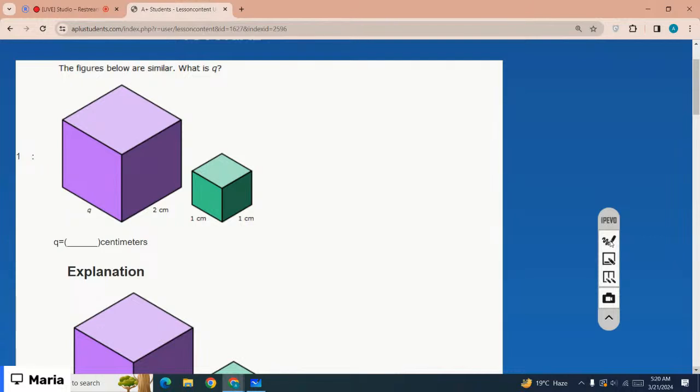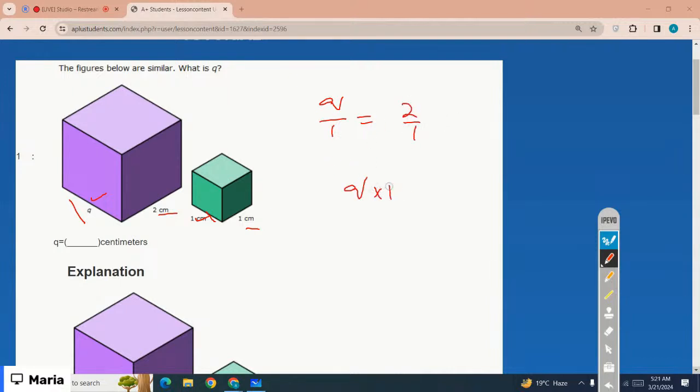So let's just start with the first example. The below figures are similar. What is Q? So these are the similar figures. That means this side is similar to this side, and this side is similar to this side. So just make a proportion between the similar sides, that is Q divided by 1, and equate with the other sides, that is 2 divided by 1. So just do cross multiplication, that is Q times 1 and 2 times 1, that means Q equals 2. The correct option is Q equals 2. Got it?